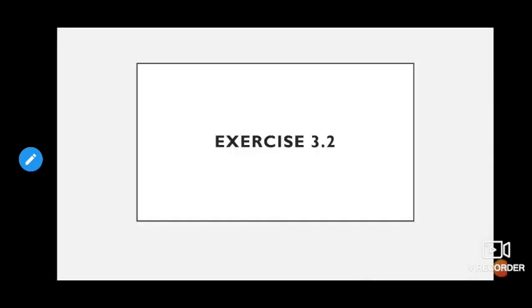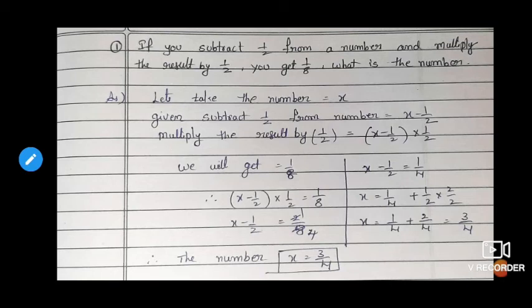Okay. Next, like this only, in exercise 3.2 we will see a few sums, children. First one: if you subtract 1 by 2 from a number and multiply the result by 1 by 2, you will get 1 by 8. What is the number? First understand the sum. We have to find one number, and for that number they have given some statements. First let's take that unknown number as x.